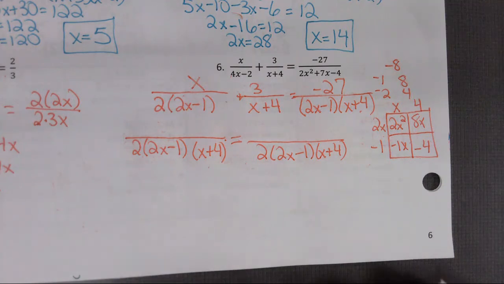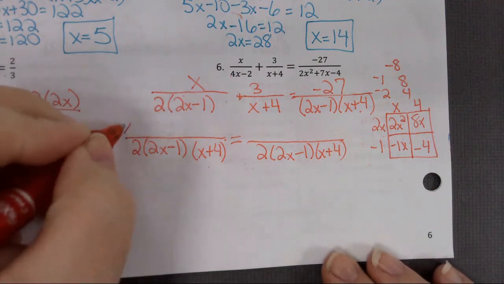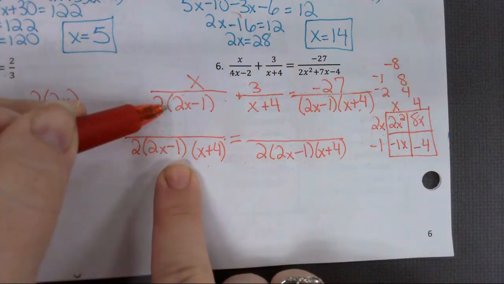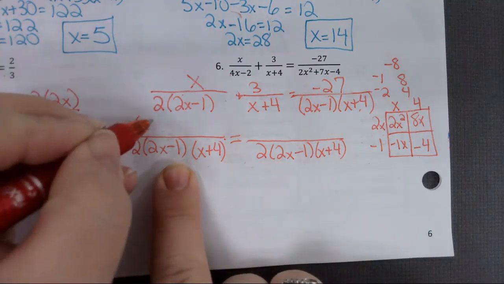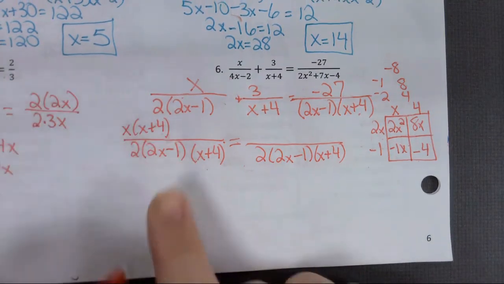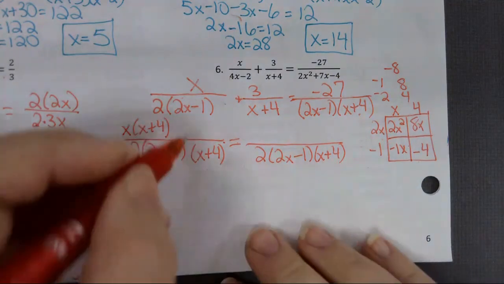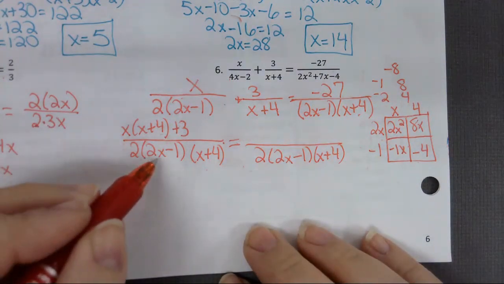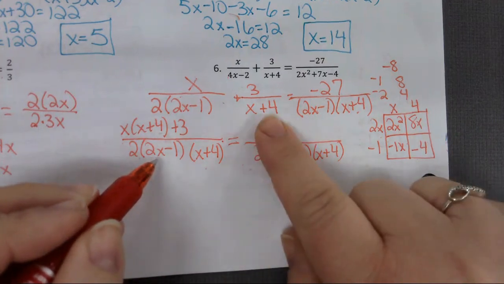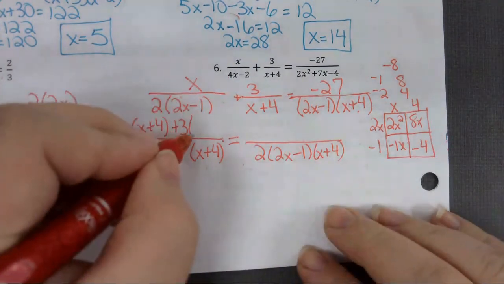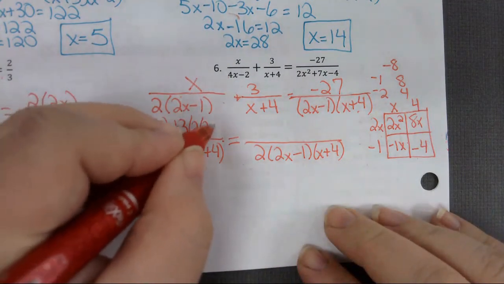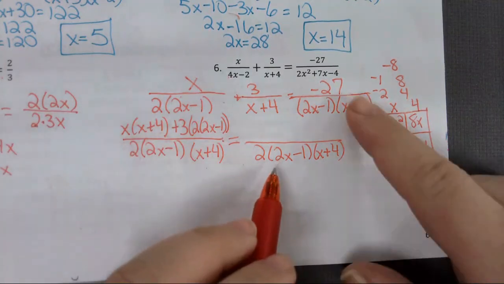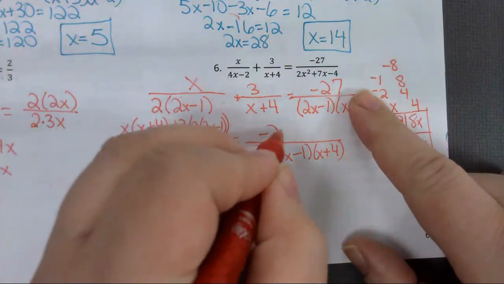Let's take a look at those numerators. So x, we already had a 2. We already had the 2x minus 1, but that x plus 4 needs to be multiplied. Plus our next numerator of 3, it didn't have the 2 or the 2x minus 1. It only had the x plus 4. And then over here, the negative 27 was only missing the 2.